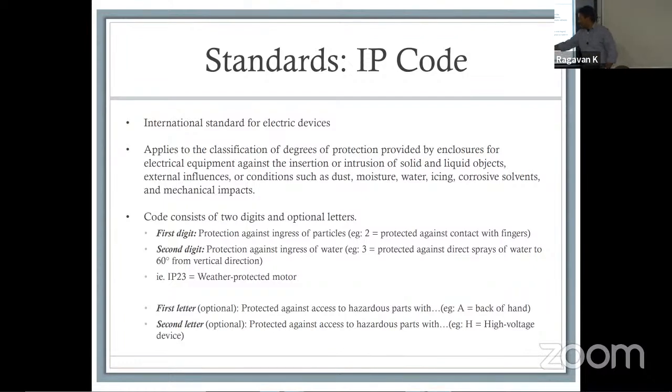The letters are against hazardous parts. You can have, for example, A and H: back of hand, and high voltage. So if it was written as IP23AH, you would say that it's protected against contact with fingers, outdoor weatherproof, protected from the back of the hand for hazardous parts, and protected from high voltage devices. So that would be the combination. That's the certification you are going for. What defines it? Your application.